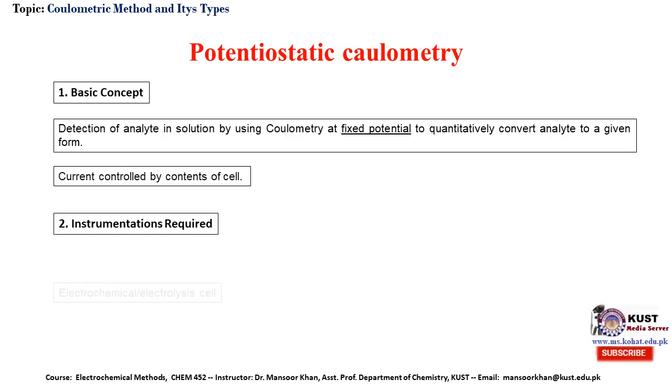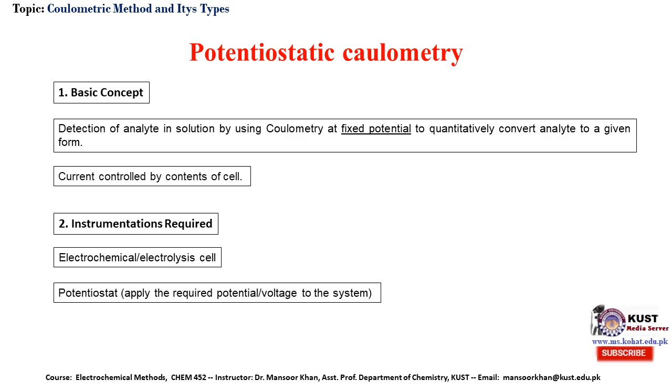Instrumentation includes an electrochemical cell, which is an electrolysis cell. This is also known as an electrolytic cell, which we have discussed in our previous lecture in detail. And a potentiostat, which applies the required potential for the chemical reaction to occur.